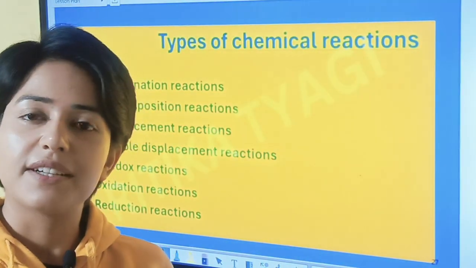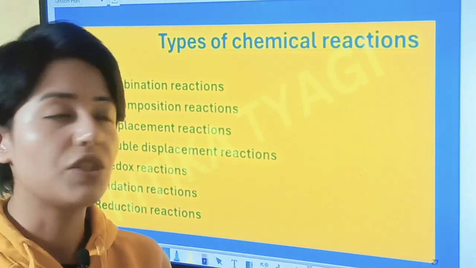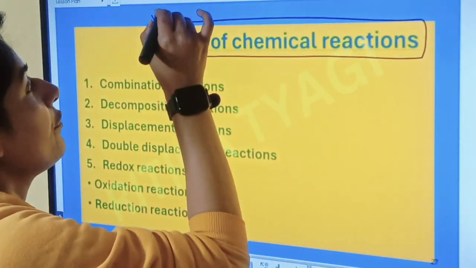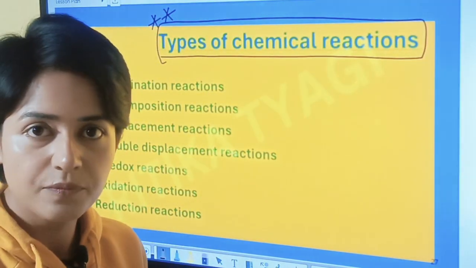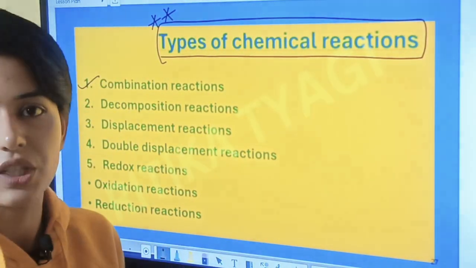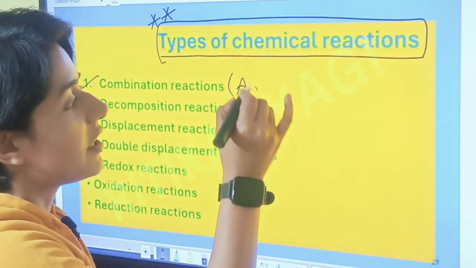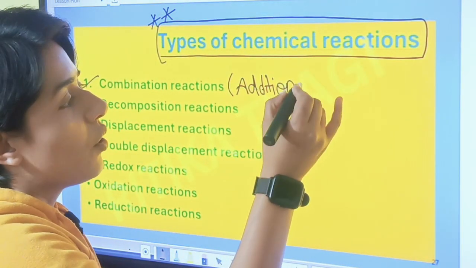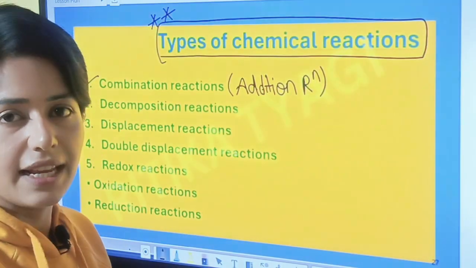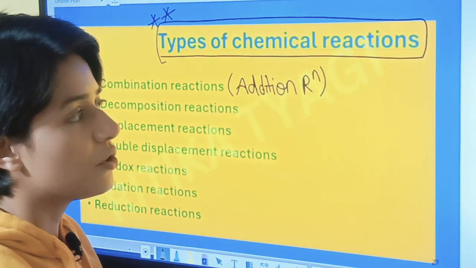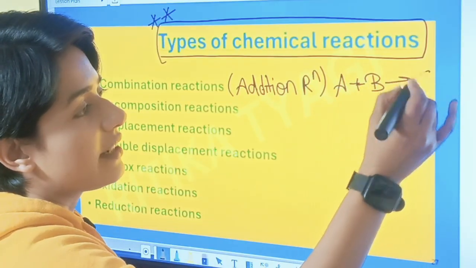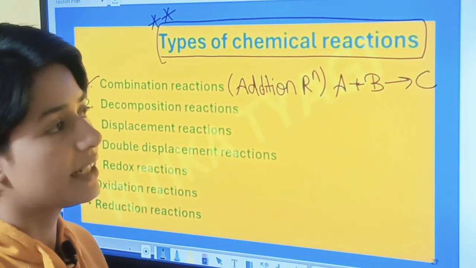Now we are going to discuss the most important topic of this chapter, that is types of chemical reactions. Most important from the examination point of view. The first type of reaction is a combination reaction or simple addition reaction. As the name suggests, addition means jod. Here A plus B add, and we get a single product, that is C.